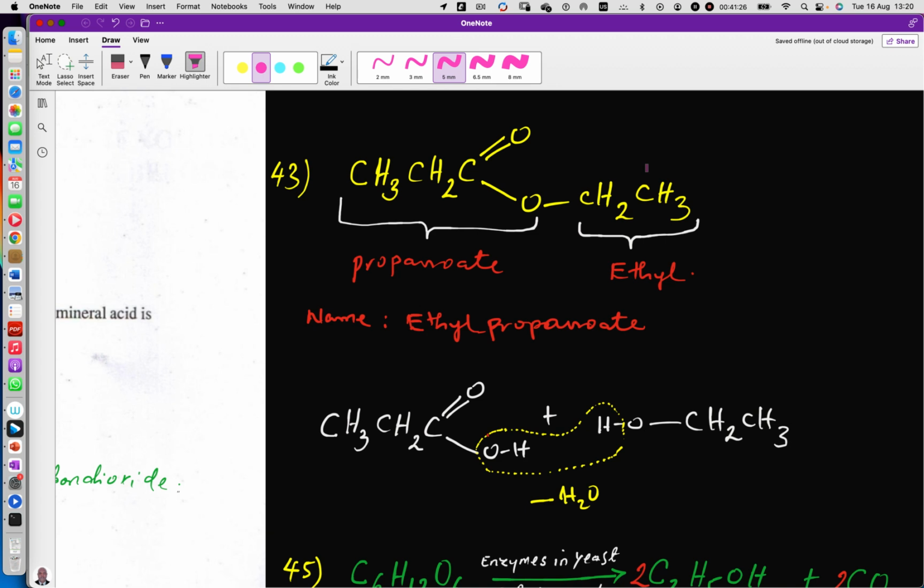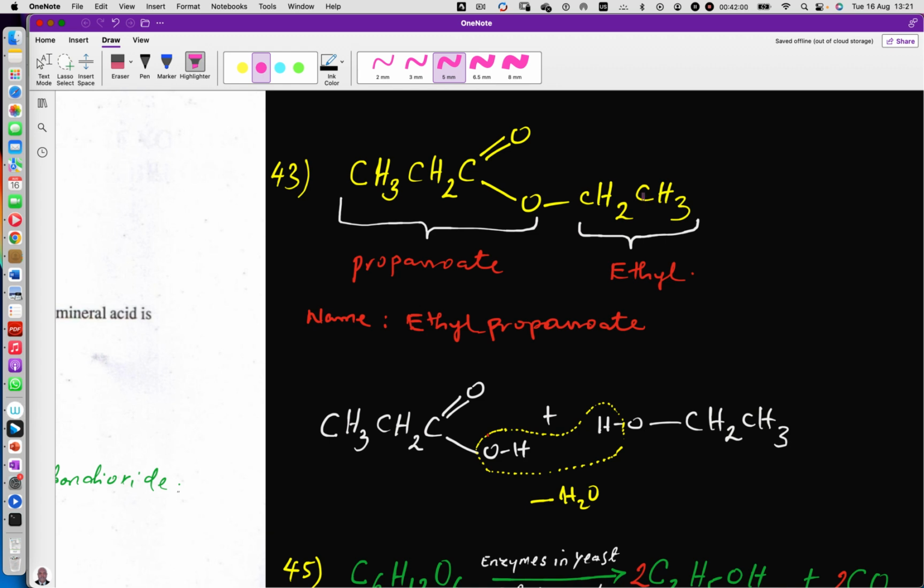Now, this is the propanoic acid I was telling you about. A molecule of water has been removed. This linkage, the whole of this section here, is what we call the ester linkage. From here to this place is what we call the propanoate. And this other section, from the alcohol, is what we call the ethyl group. There are only two carbons there, 1, 2. That is the ethyl group.